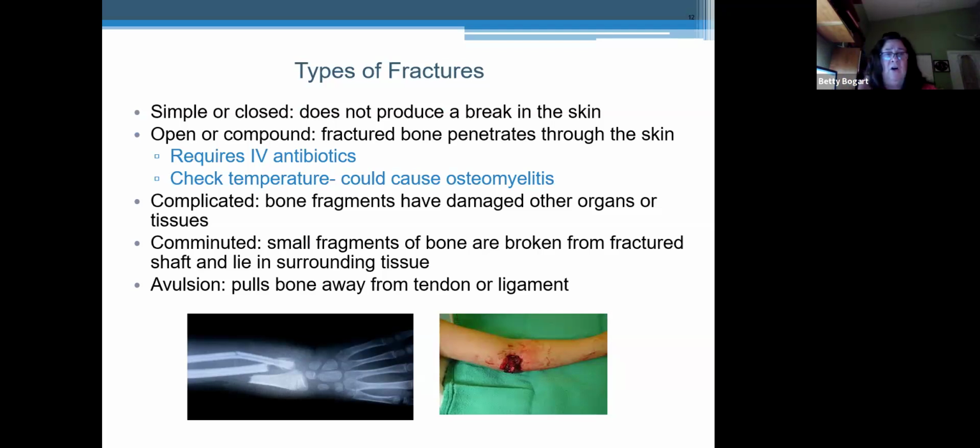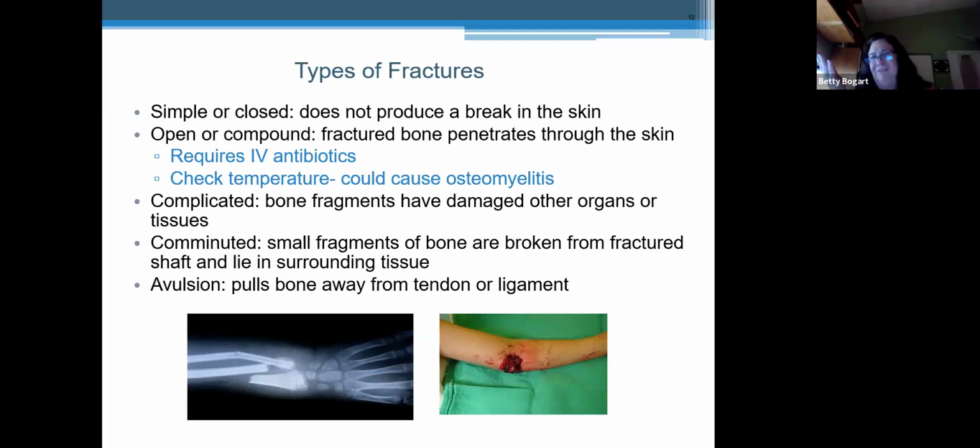Now, there's also something called an open or a compound fracture. This is the most complicated because now the bone's coming out through the skin. Once the bone comes out, the skin's infected, right? And we're worried about osteomyelitis. Osteomyelitis can cause a really bad systemic infection and could cause loss of limb. So again, IV antibiotics are the priority in any open fracture.